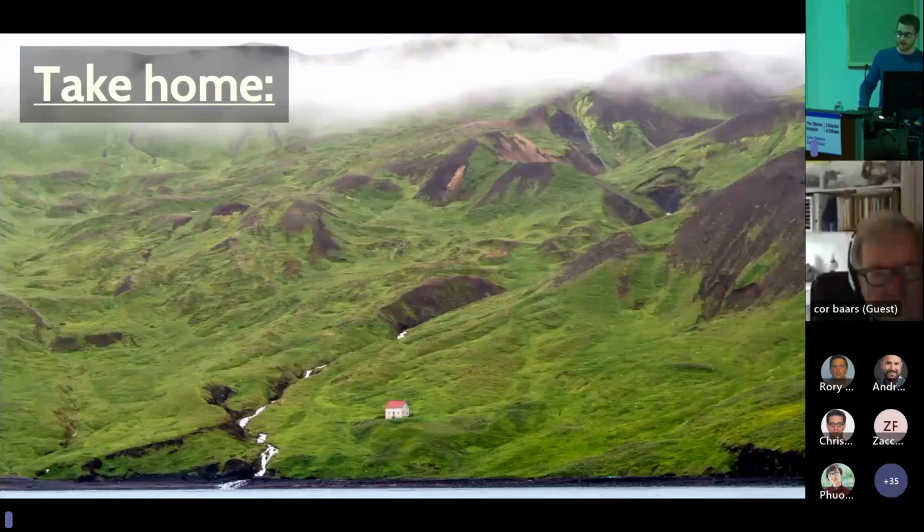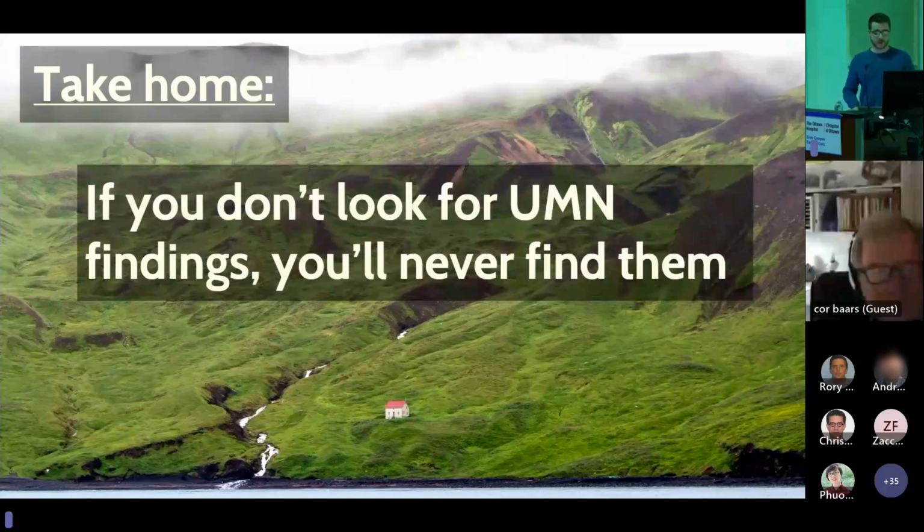So to wrap up, I'd like to go over some of the take-home points from earlier today. Think about your physical exam. Think about how you can incorporate searching for upper motor neuron findings into your exam. And if you don't, you're never going to find them.